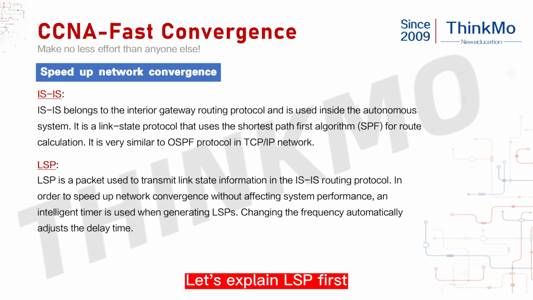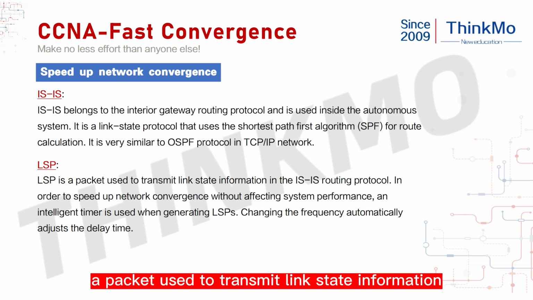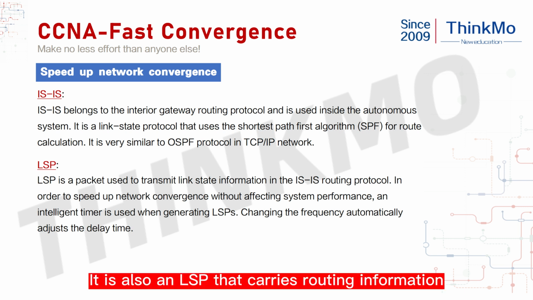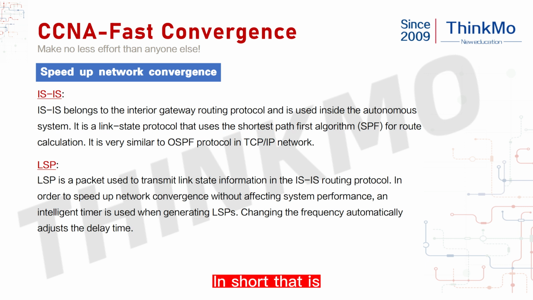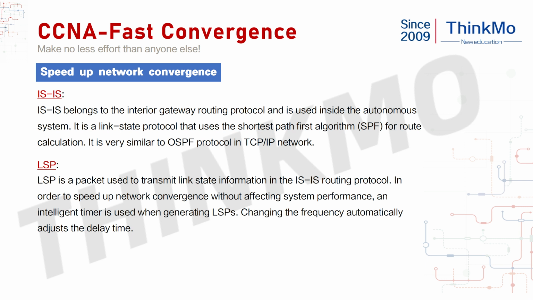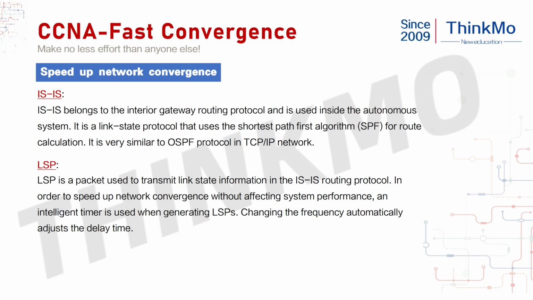Let's explain LSP first. LSP is a packet used by the ISIS routing protocol to transmit link state information. It is a message that carries routing information. In short, routes in the ISIS network are transmitted through LSP. This means that the faster the routing information is generated, the faster it can be delivered. The condition of being able to pass it on is based on when it is produced. So you get the idea.